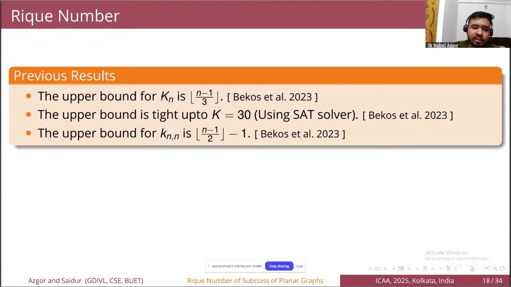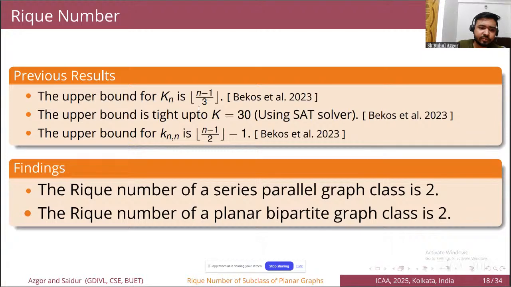which in the case of the complete graph, the upper bound is floor of (n minus 1) by 3, which is tight up to k equals 30, which is using a solver. And in other graph classes, the results are unknown. So in our research, we found that the RIC number of the series parallel graph class and the planar bipartite graph class, in both cases, the RIC number of these graph classes is 2.